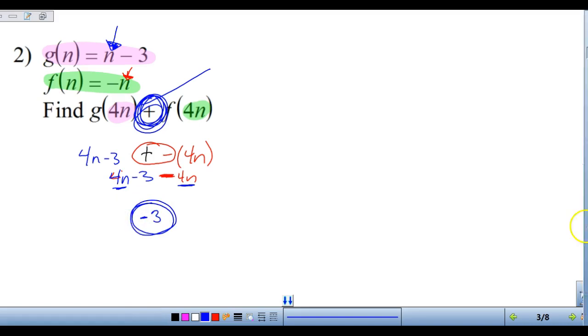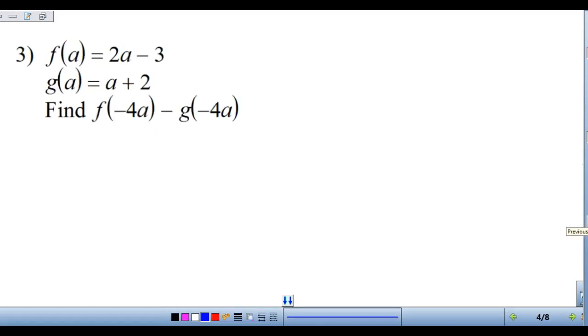All right. And again, rewatch if you need to. Pause. Try it again by yourself. See if you really understand what's going on. If you're ready, we'll start number 3 here.